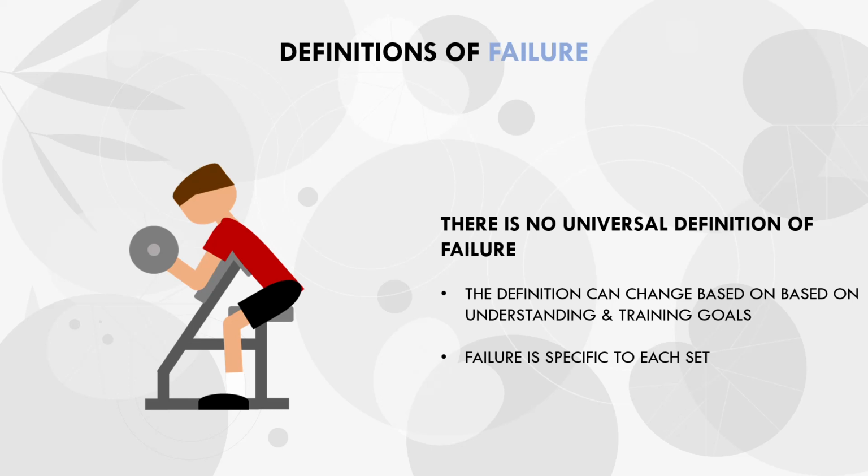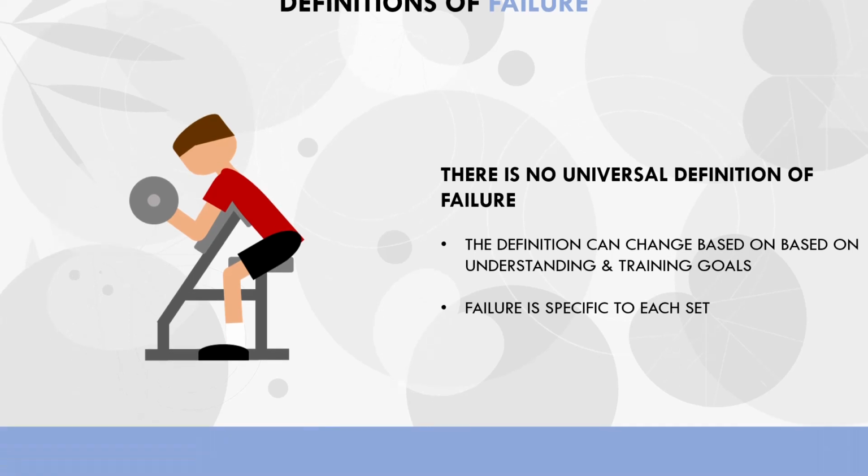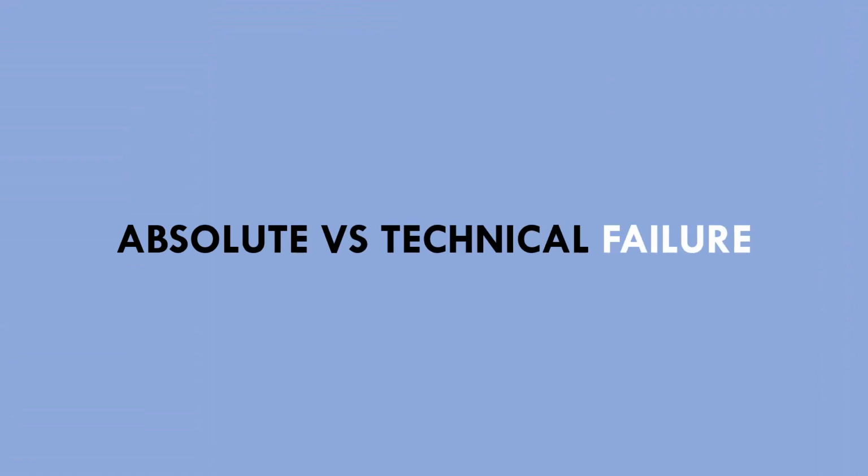Let's now cover the various definitions of failure and how they relate to hypertrophy training. The first dichotomy regarding training to failure is absolute versus technical failure. These two types of failure training are quite different and may be more or less relevant for different types of training. The first form of failure we can call absolute failure.